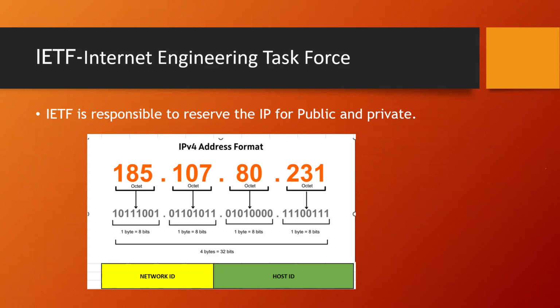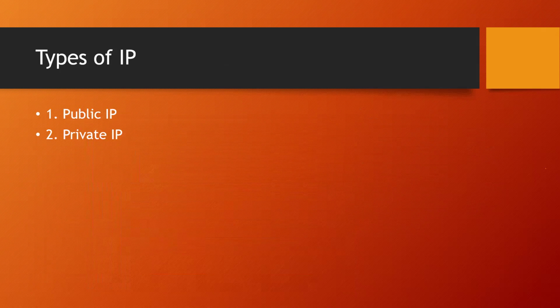And after that, how it is going to be reserved depends upon how many bits we are giving to the network ID and host ID. That is going to depend upon the classes of IP. There are classes of IP, that we will discuss later. Before coming to classes of IP, we will discuss public IP and private IP. There are two types of IP: public IP and private IP.